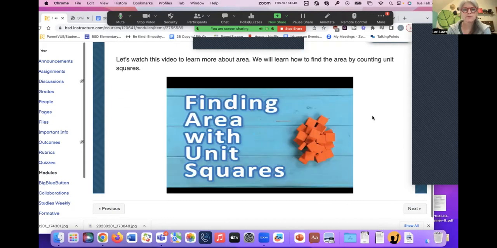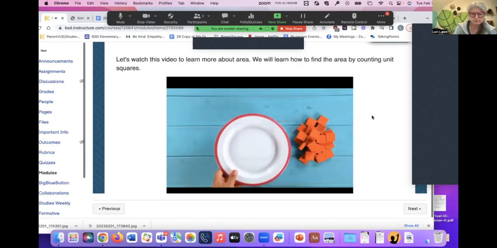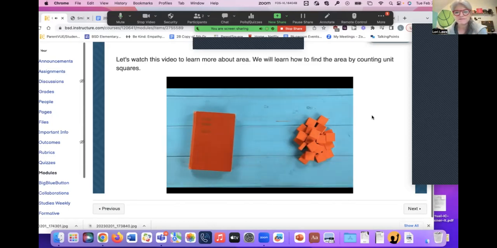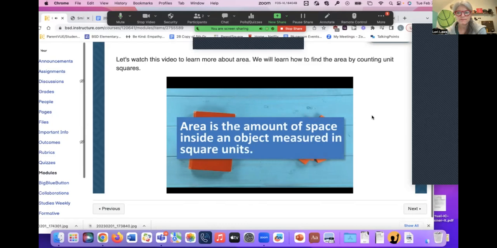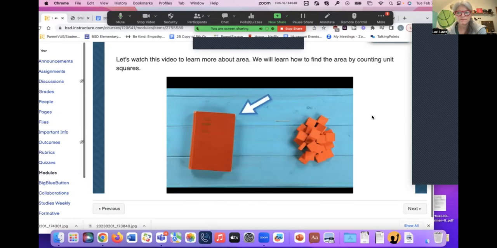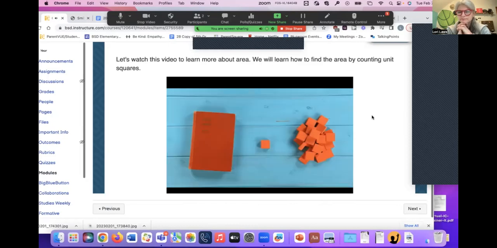We will learn how to find the area by counting. Have you ever wondered how much space this takes up? Or this? Or even this? If so, then you've been wondering what their areas are. Area is the amount of space inside an object, measured in square units. Let's start with this book. All the space it takes up on the table is its area. We can use unit squares to measure the area of an object. A unit square is a square with sides that have a length of 1 unit each.